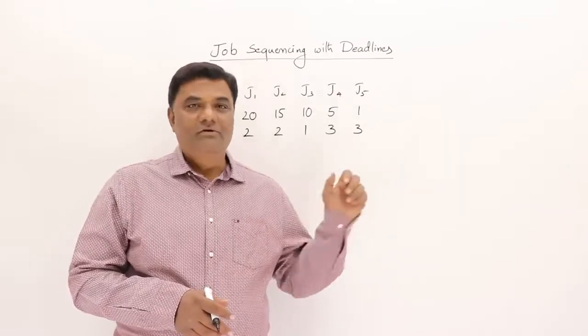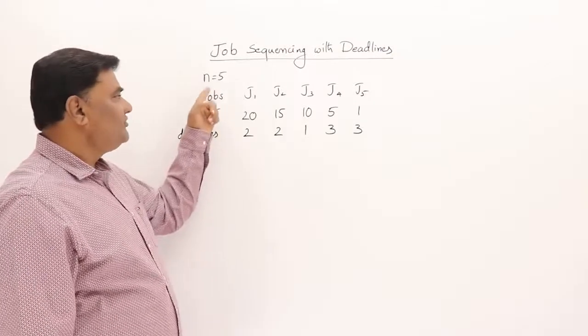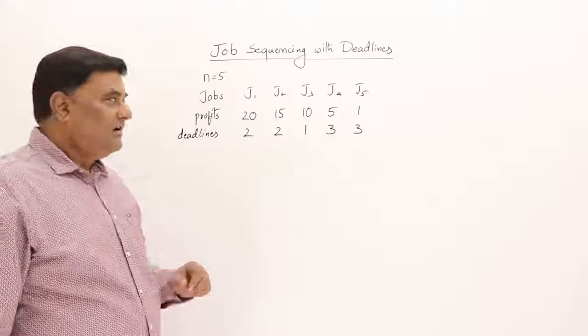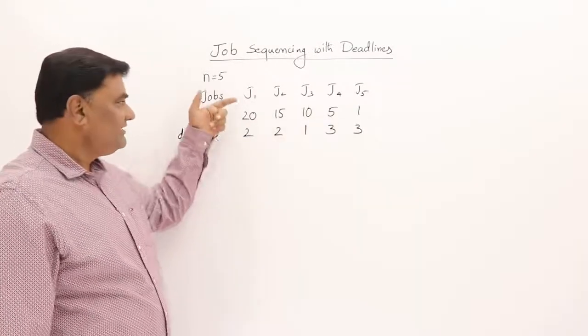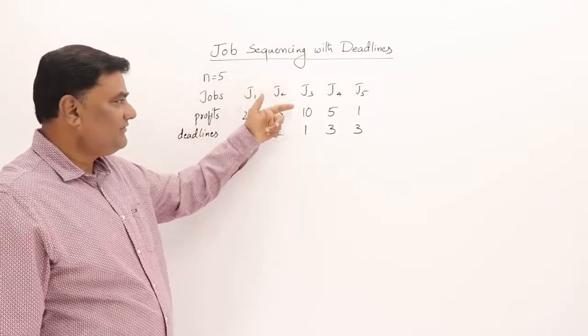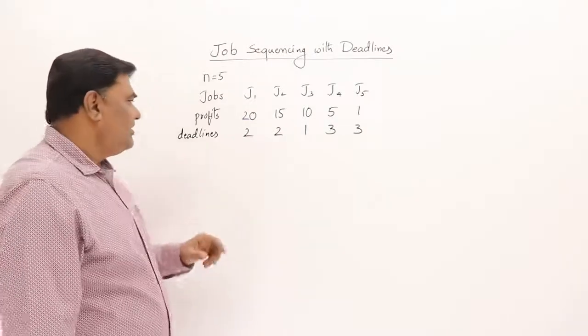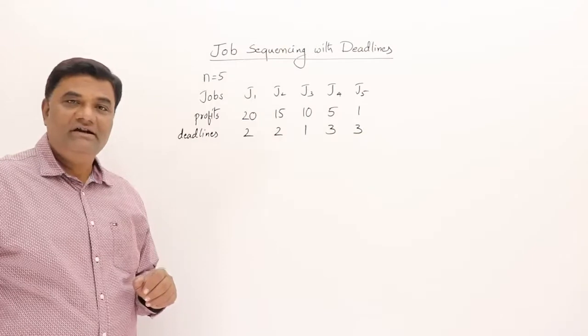So let us know about the problem. Here in the example, 5 jobs are given. 5 tasks are given, and if a task is completed, we will get a profit. So associated with each job, there is some profit. But that job must be finished within its deadline. It must be completed within the deadline.